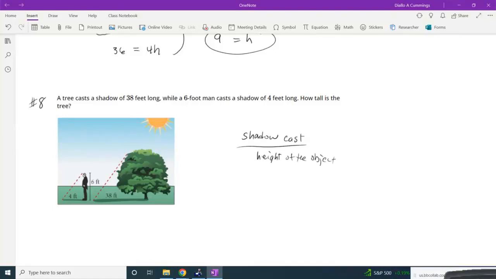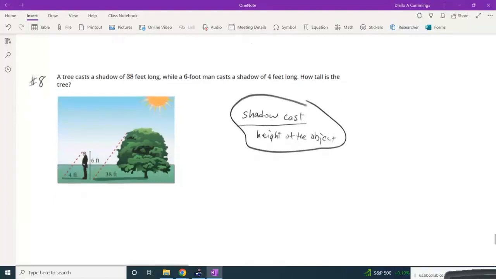So when I set up my two proportions, for my first proportion, I'm looking at the gentleman here standing. I'm going to take the length of his shadow and put that in the numerator. I'm going to take his height and put that in the denominator. I'm going to do the same thing with the tree. I'm going to take the length of the shadow cast by the tree, and I'm going to put that over the tree's height. Okay, so this is sort of a guide that I'm going to use.